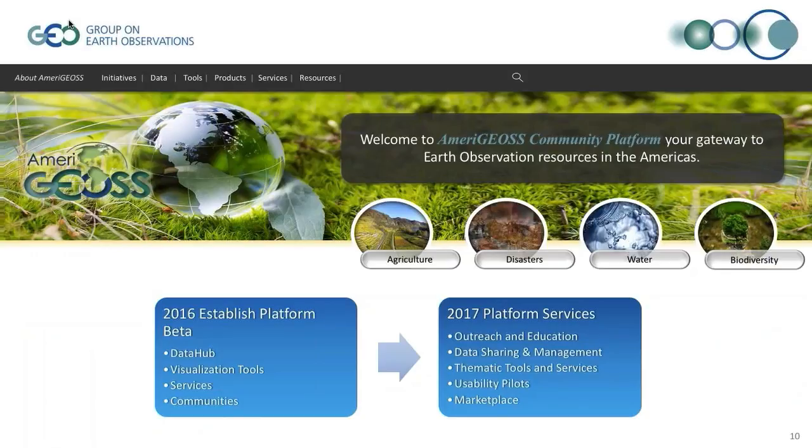In 2017, we'll be focusing more on outreach and education, data sharing, thematic data and tools, and some use cases. That's one of the key things we want to do in 2017: some use cases to identify the key data sets that are needed, and then turn some of that data into products and services for decision making. We hope to be able to present those as part of the GEO plenary this year, which will be hosted in the U.S., by the way.